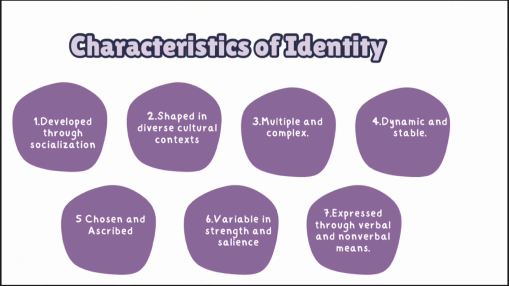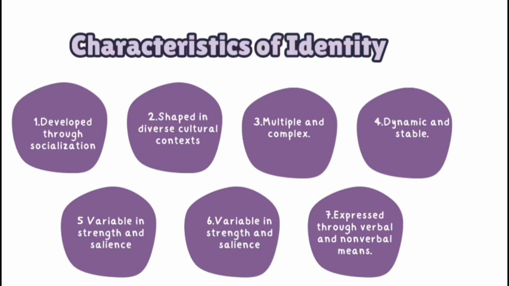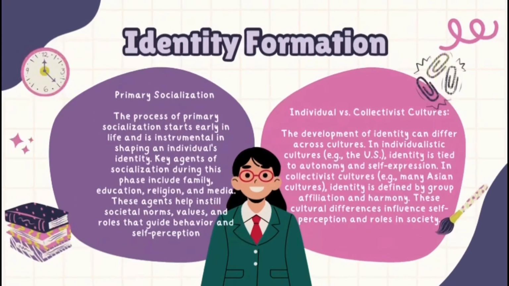6. Variable in strength and salience. Different aspects of identity can become more or less important in different contexts, influencing behaviors and interactions. And the last is expressed through verbal and nonverbal means. Identity is communicated not just through language, but also through body language, clothing or dress, and other nonverbal cues.